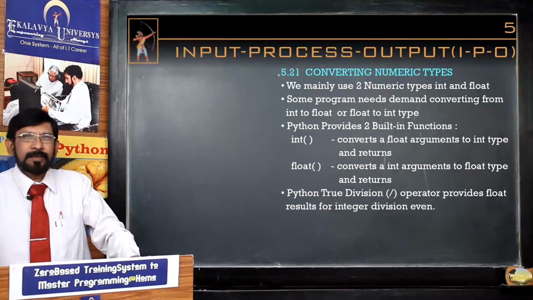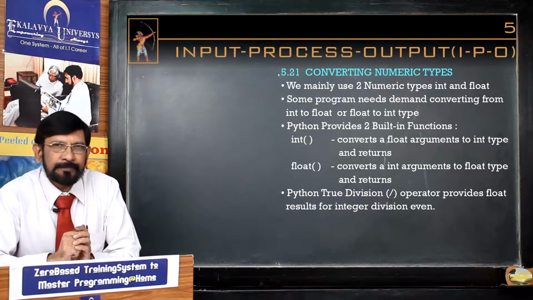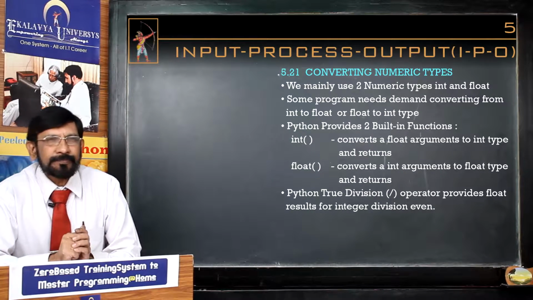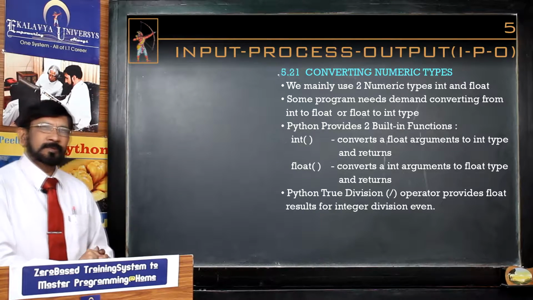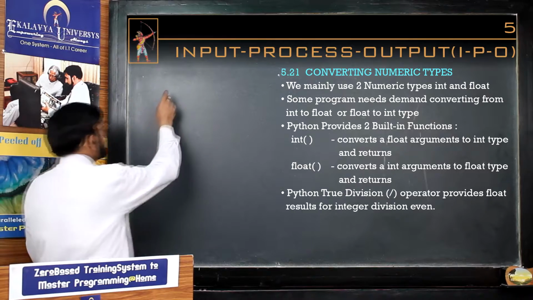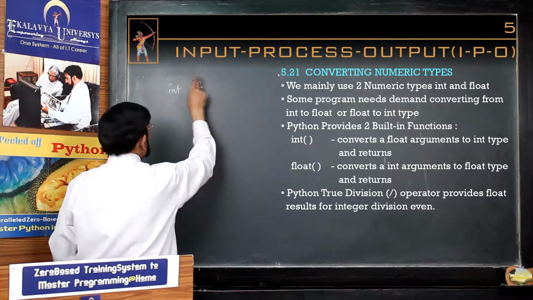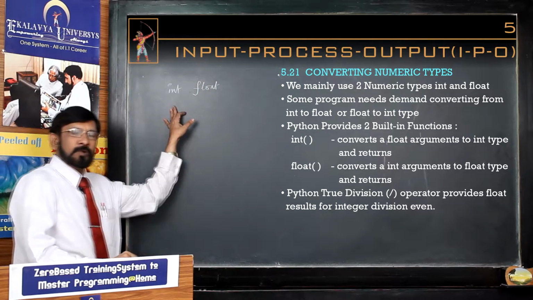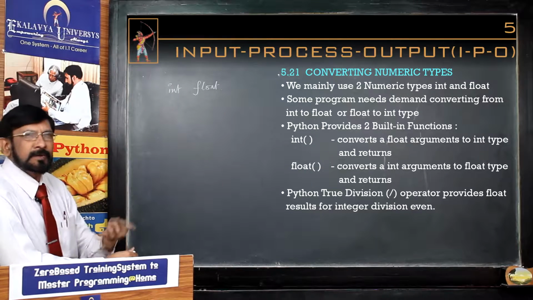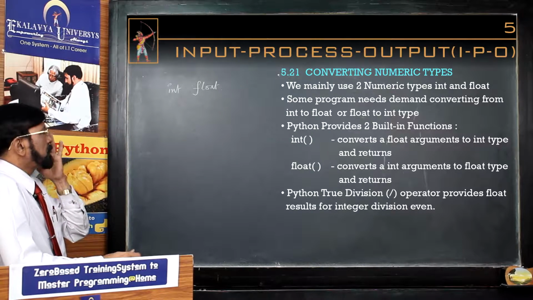Hello friends. Now let us take up concept number 5.21, converting numeric types. Actually, in our program, we mainly use two types. One is int, the other one is float. Int represents whole numbers, either negative or positive or 0.